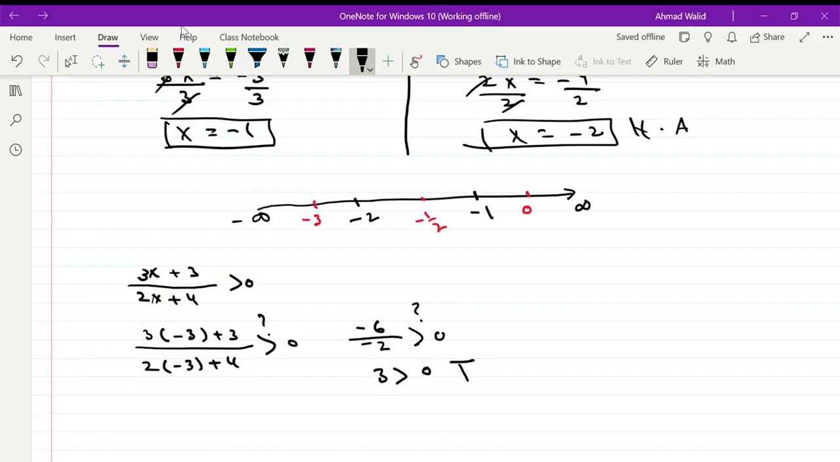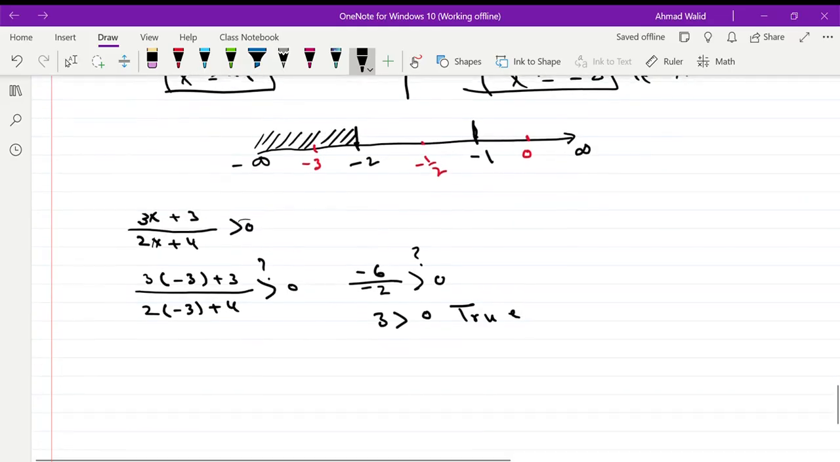Yes. True, right? Then, these were your boundaries at -1 and -2. In the interval from -infinity to -2, you end up with a true statement. It means one of the solutions of the inequality is this region. Correct? Let's plug in -1/2.